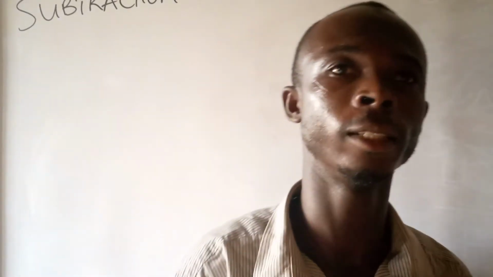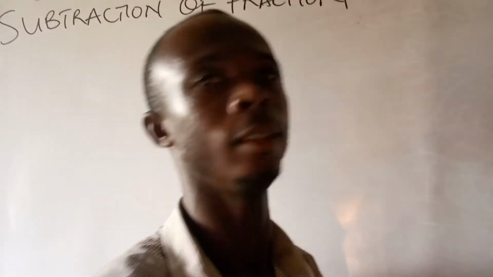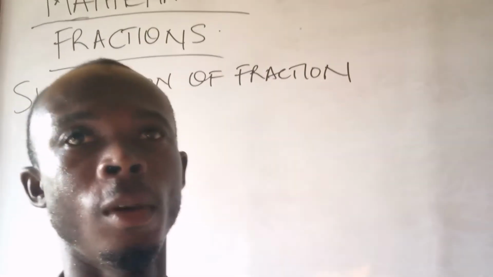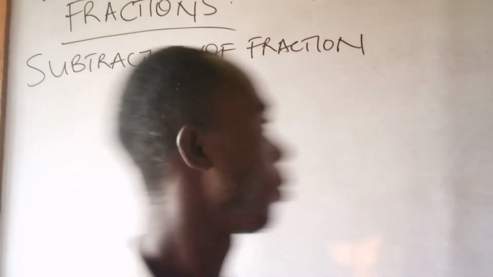Note that always when you are given the same denominator, you choose one of the numbers as your LCM. But when you are given different denominators, that is where we find out our LCM. Now, let's write this example. I want us to work these examples out.